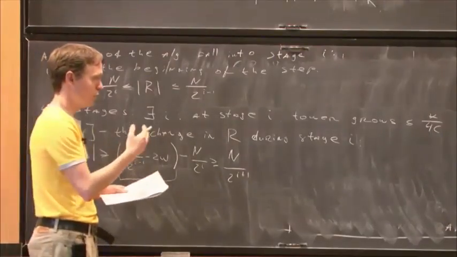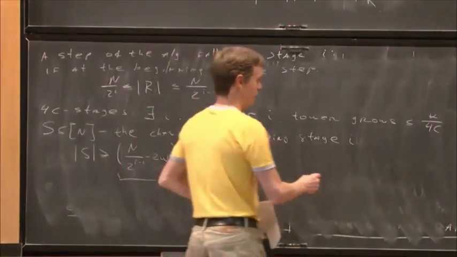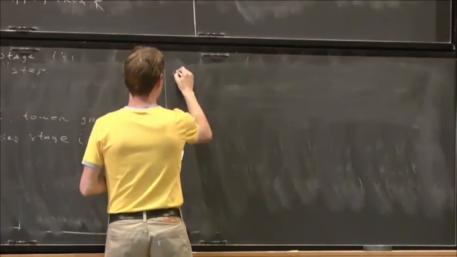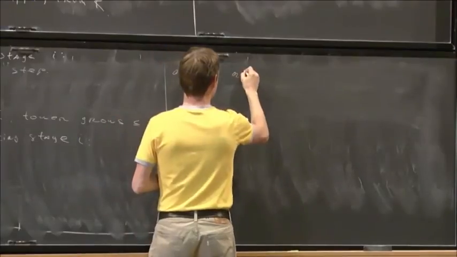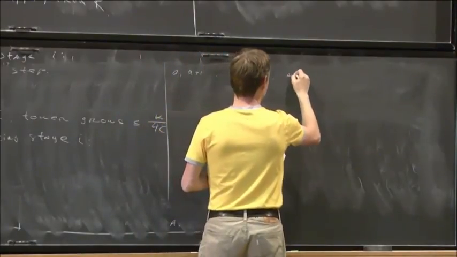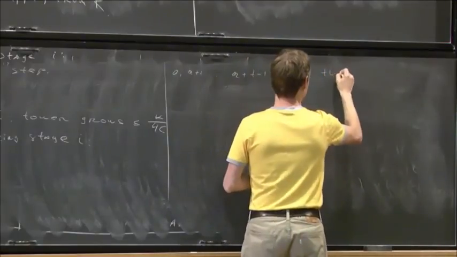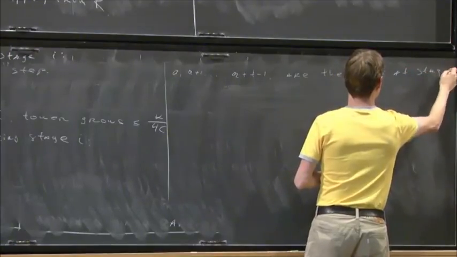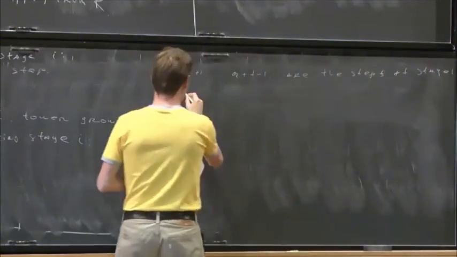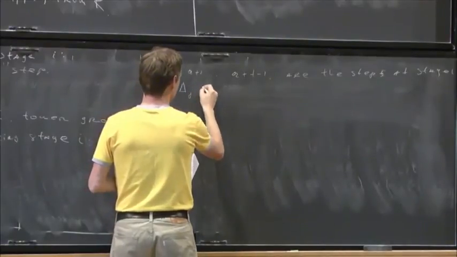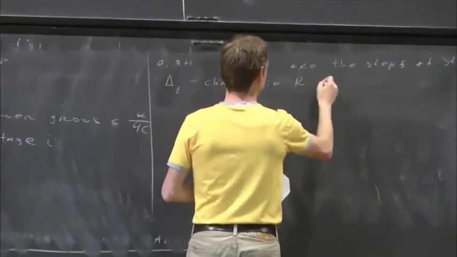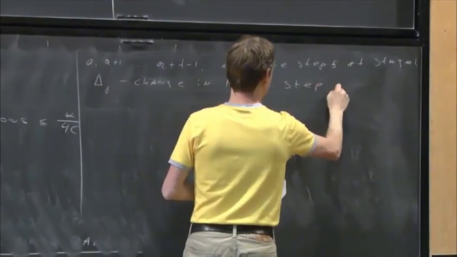Okay, so now let's look at all the steps at stage I. Let's say that steps A, A+1, and so on up to A+t-1 are the steps at stage I. Also let delta J be the change in R on step J.